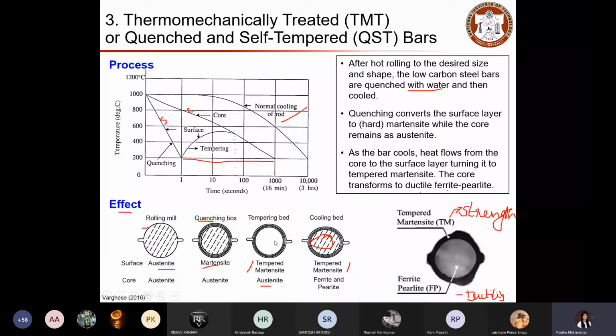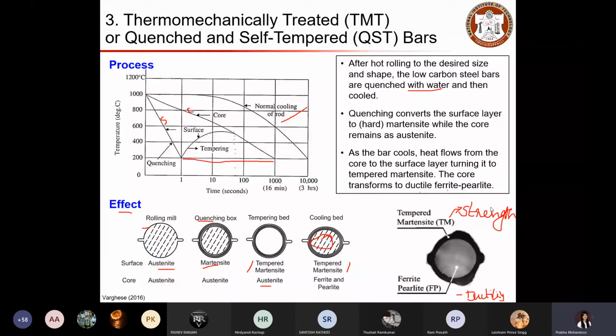This happens on the tempering bed, and then it is sent to the cooling bed. While it cools, the inner region becomes ferrite and pearlite, which is the soft portion of your rebar. The ferrite and pearlite portion contributes to the ductility, and the tempered martensite portion contributes to your strength. So for obtaining a good quality TMT rebar, you should have these two phases. Then only can you achieve both strength and ductility.